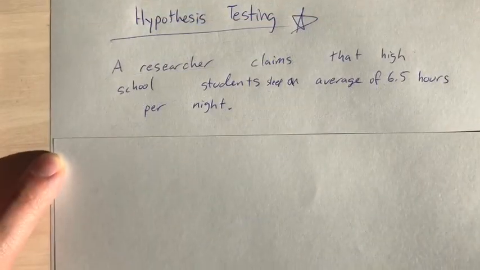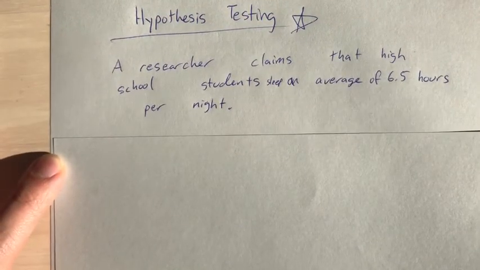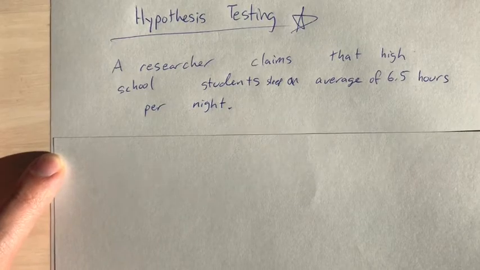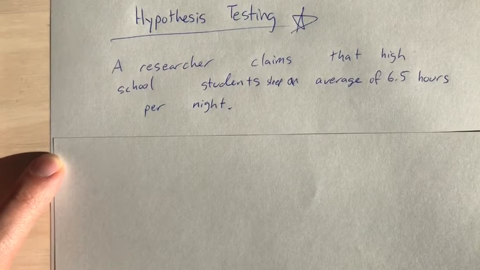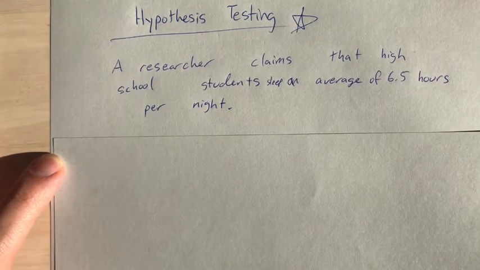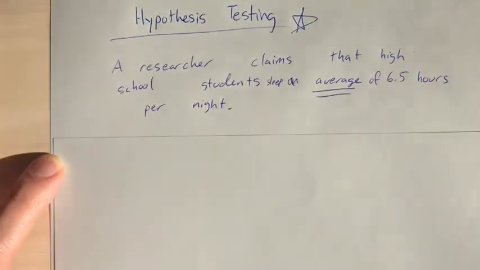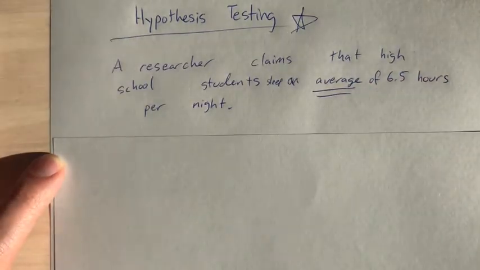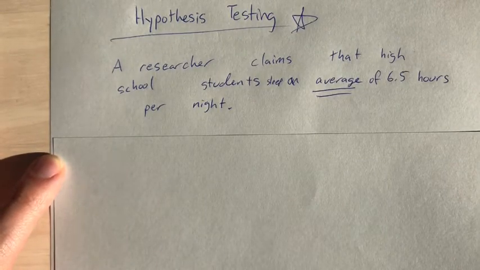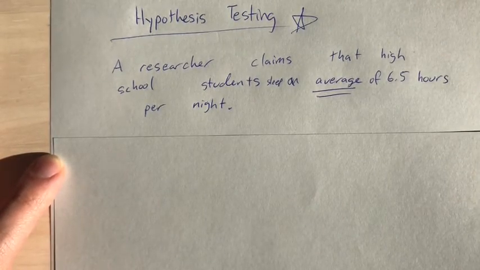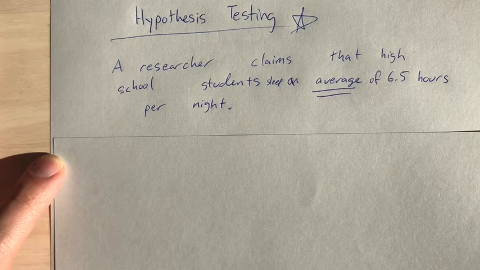So the first step is to take the written word of the problem or the claim and turn it into symbols, okay? So this person is talking about an average, and the person is claiming that the average amount of sleep is 6.5 hours per night. Now, the first step I want to do is turn this into symbols.